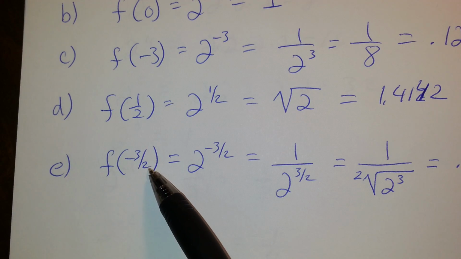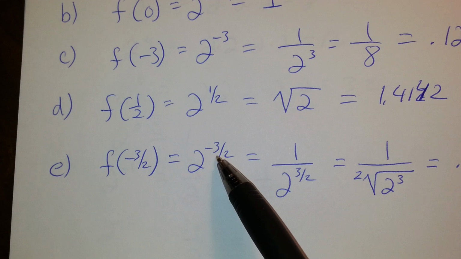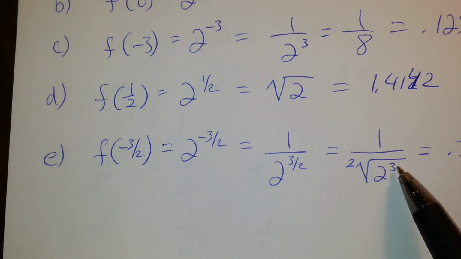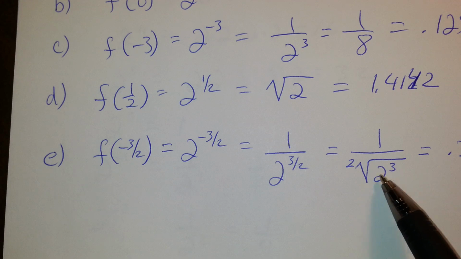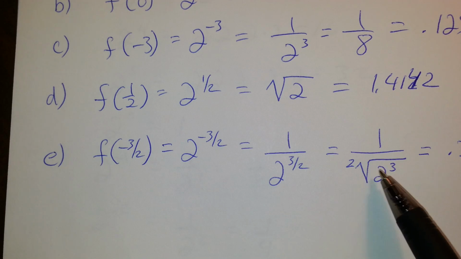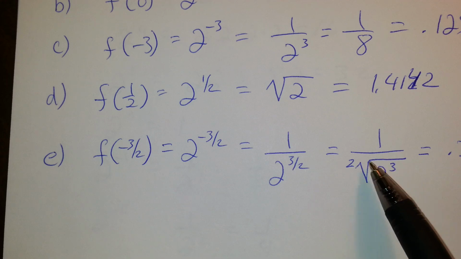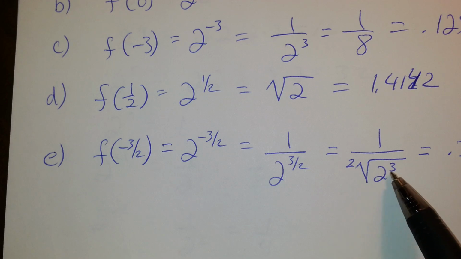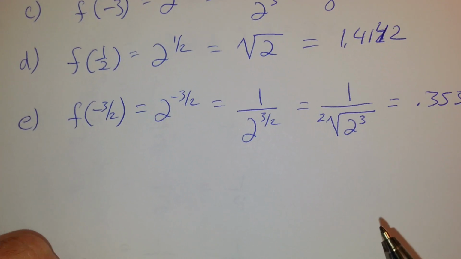f of -3/2 is 2 to the -3/2. Okay, that's 1 over 2 to the +3/2. 3 goes with the 2 here, under the radical, like 1 did here. The numerator goes with the number, and the denominator goes out on the root. So that's 1 over the square root of 2 cubed in the denominator, okay? All right.